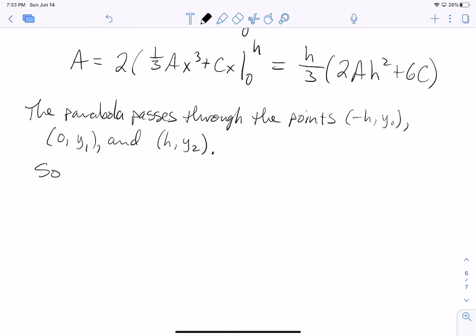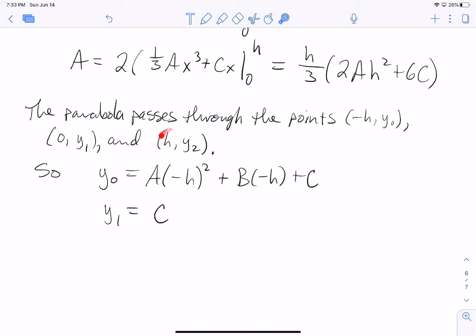So using these points, when y is y naught, negative h is the input, right? So y naught is equal to a times negative h squared plus b times negative h plus c. y1 is the output when x is 0, and so we end up with y1 is equal to c. And when the input is h, the output is y2, so we get the equation y2 is equal to ah squared plus bh plus c.